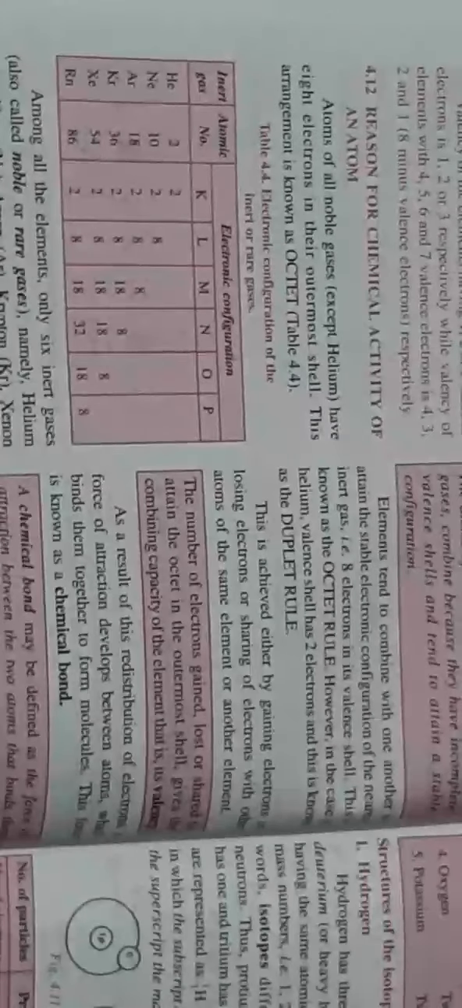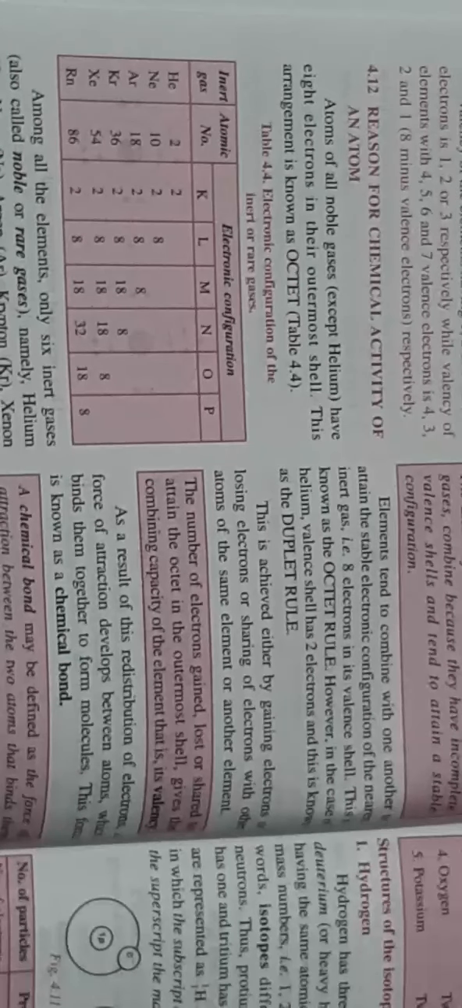Hello class 9th. Today in this YouTube video we are going to study about the chemical activity of an atom. We have already studied in the periodic table that there are 18 groups, and the 18th group is the group in which the most stable elements are present, known as noble gases. And what is the basis of their stability? That is their electronic configuration.